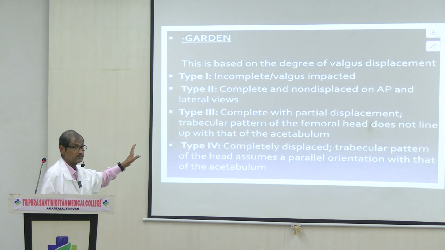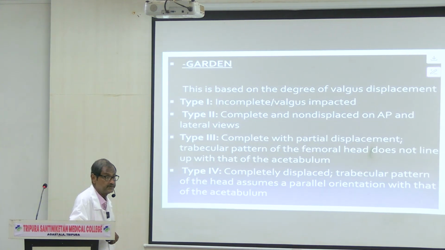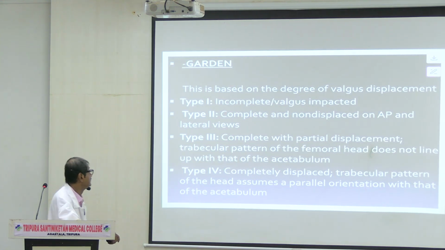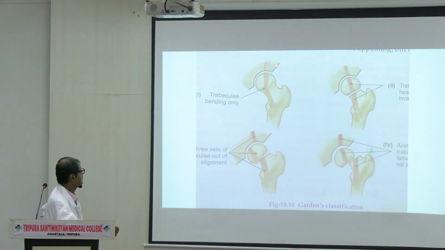This classification is based on the degree of valgus displacement. There are 4 types of classification. That is a very, very important classification for making any decision for treatment. It is the Garden classification. Next, you see the Garden classification here, with trabecular bending only.